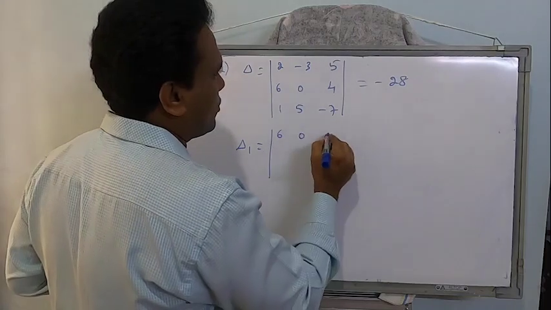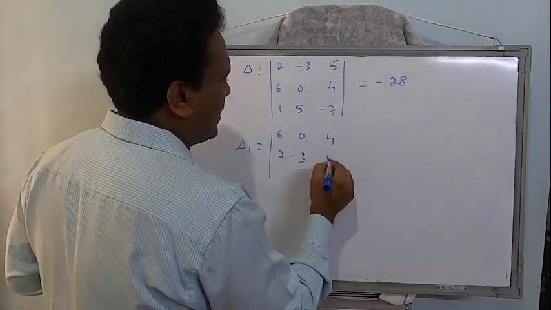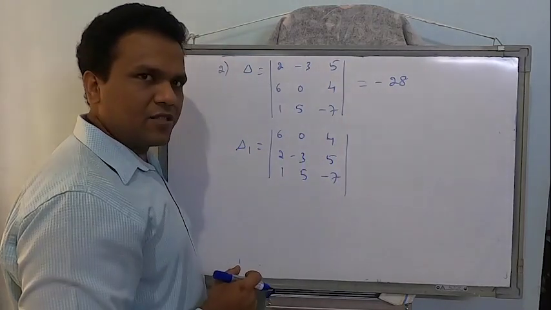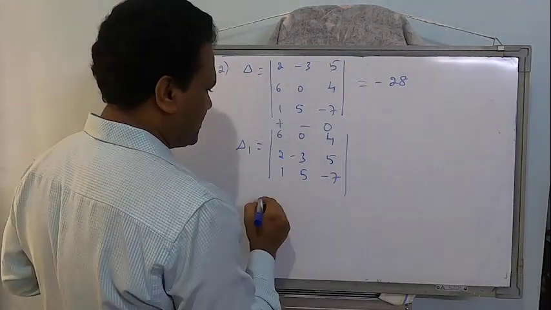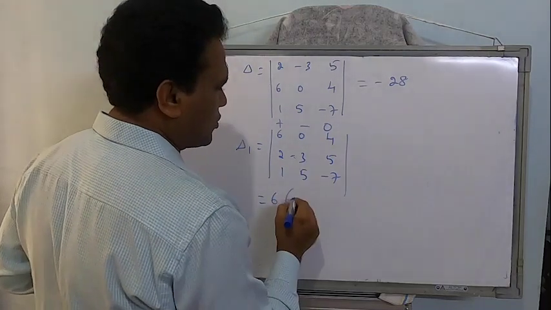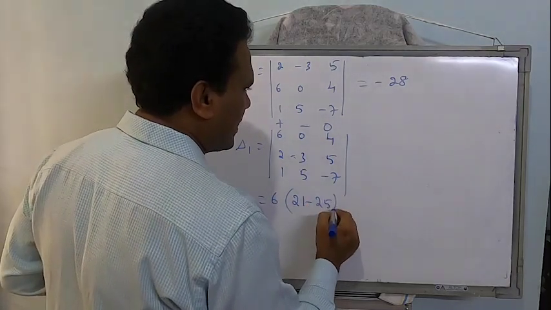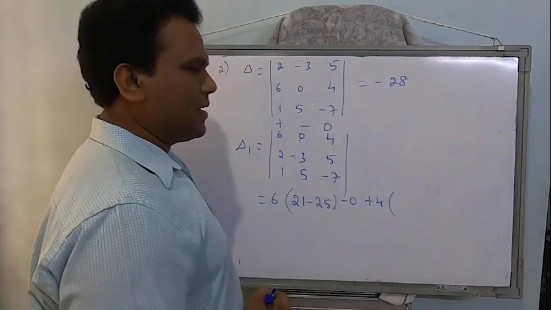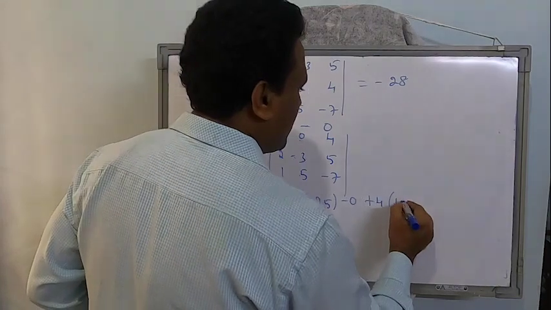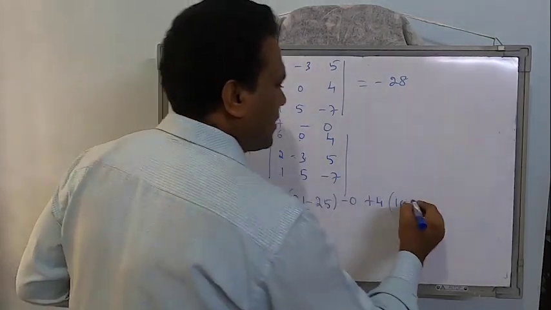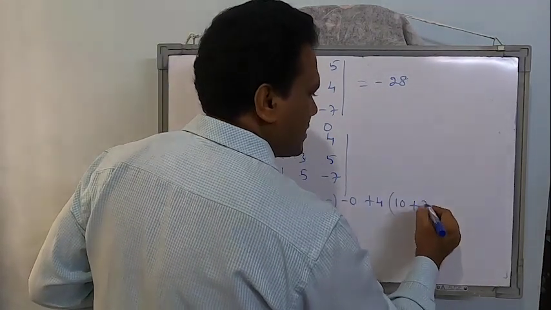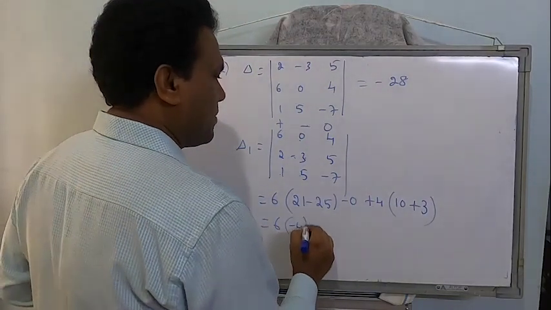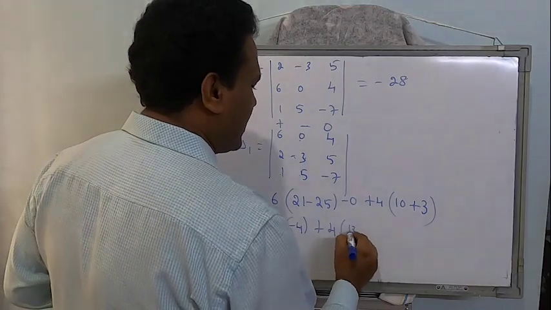So 6, 0, 4, 2, minus 3, 5, 1, 5, minus 7. Just notice the first and the second row are interchanged. Let me expand. So 6 multiplied by, so it's going to be 21 minus 25. Second element is 0, so I'm not going to expand it. Plus the last element is 4. 2 multiplied by 5, that will be 10 minus 3 multiplied by 1. Minus 3, you already have a minus sign, so it's going to be plus. So 6 multiplied by minus 4 plus 4 multiplied by 30.